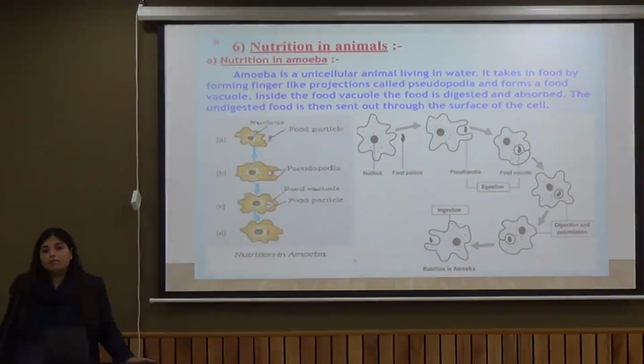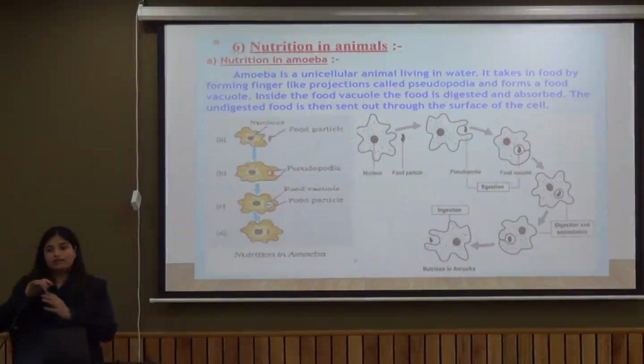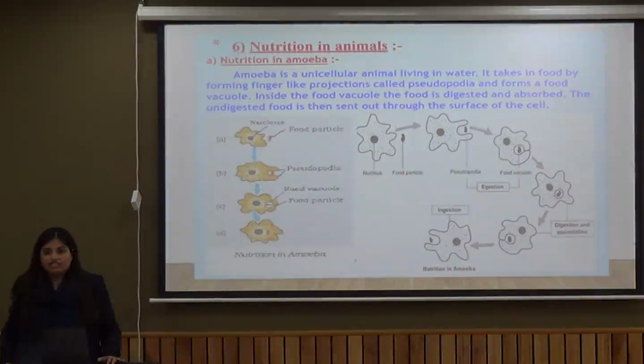Now an amoeba, with the help of pseudopodia, if you see the diagram on the board, will extend its pseudopodia. When a food particle comes, it will engulf the food particle around it and then form a food vacuole. Once the food vacuole is formed, the amoeba will release enzymes on the food particle, digest it, absorb it, and utilize the nutrients. So this is what we learned, holozoic nutrition in unicellular organism.